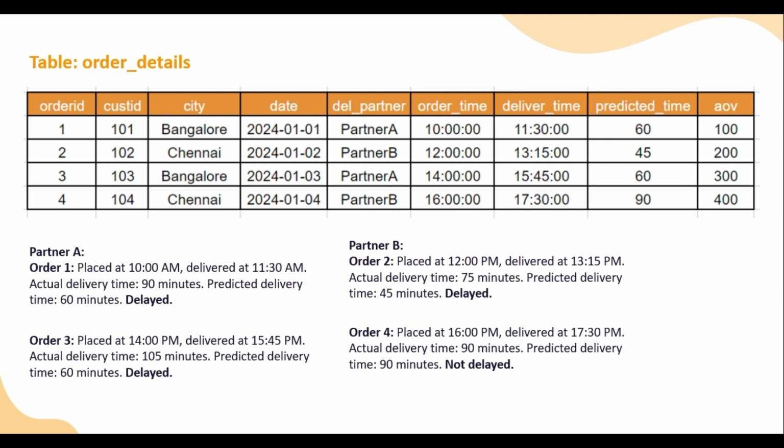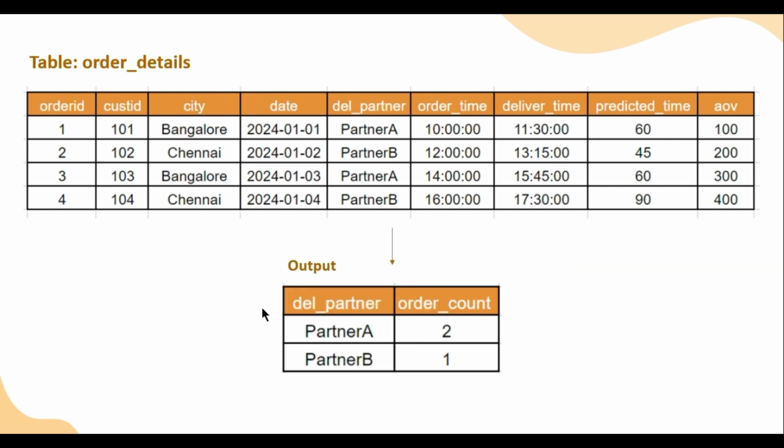Since we have to find the count of delayed orders for each partner, for partner A the count of delayed orders is 2 and for partner B the count of delayed orders is 1. So our output should look something like this. With the delivery partner, partner A, the count of delayed orders is 2 and for partner B, the count of delayed orders is 1.